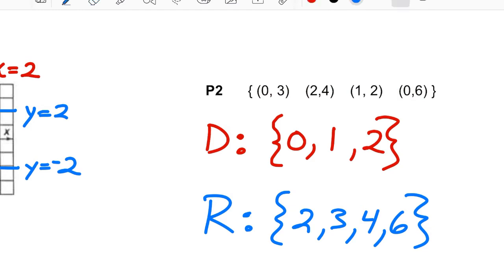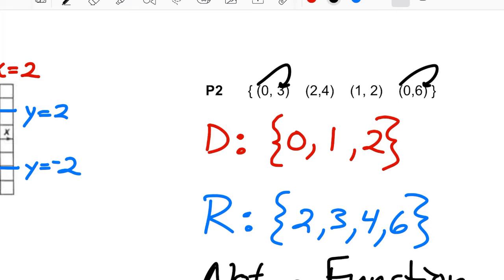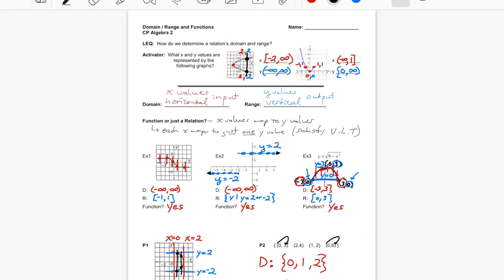Lastly, when it comes time to think about the function, not a function, we would want to, at some point, notice that 0 is mapping to 3, and then we turn around and say that 0 is mapping to 6. We can't do that. This is not a function because the number 0 is mapping with 2 different y values. Try the homework on the back as you continue to explore domain and range.